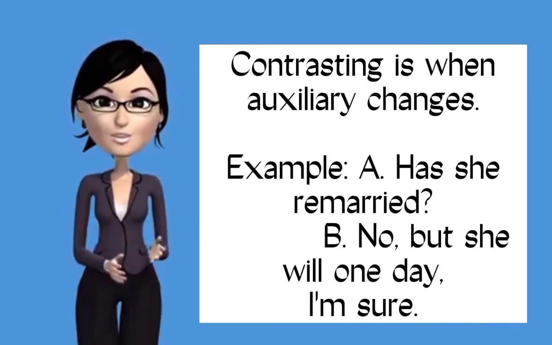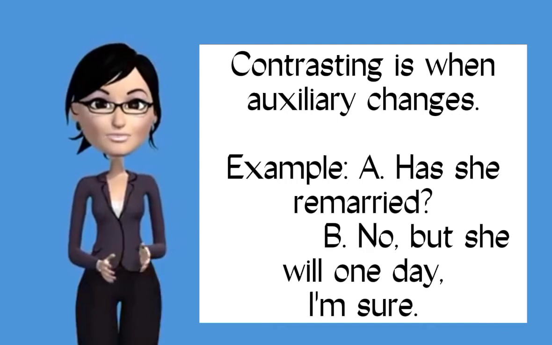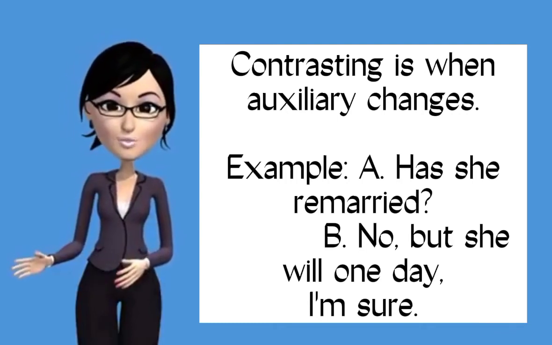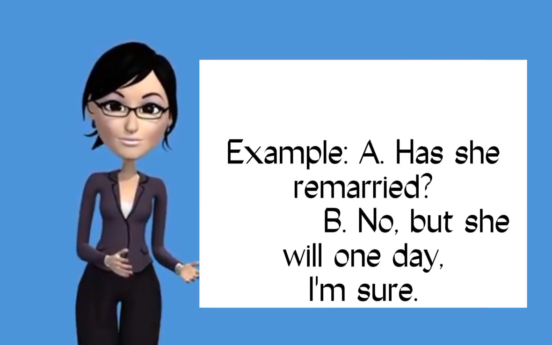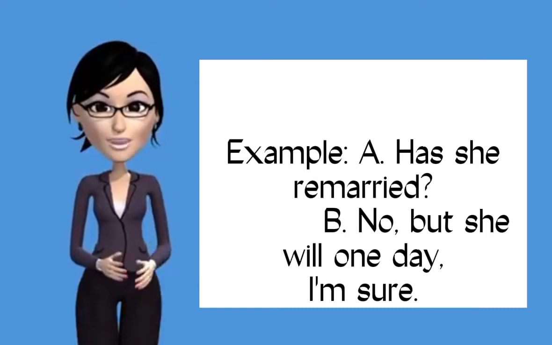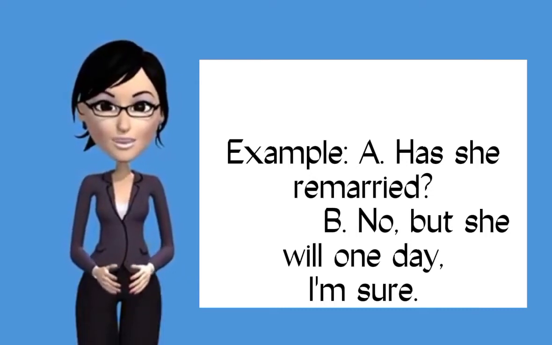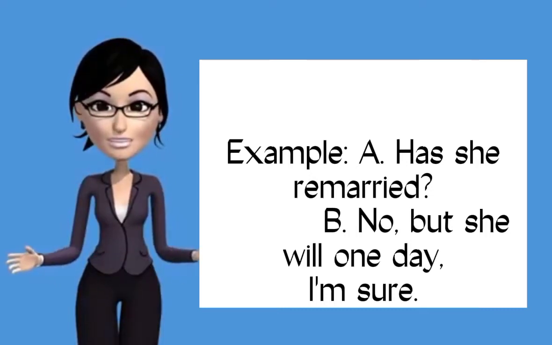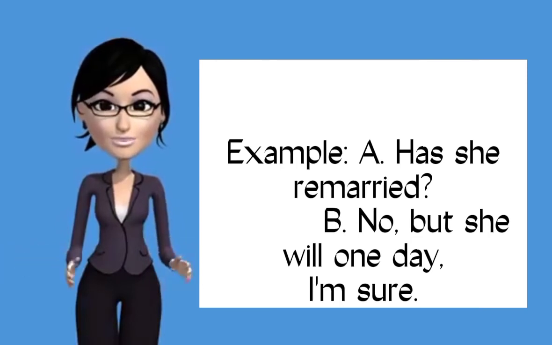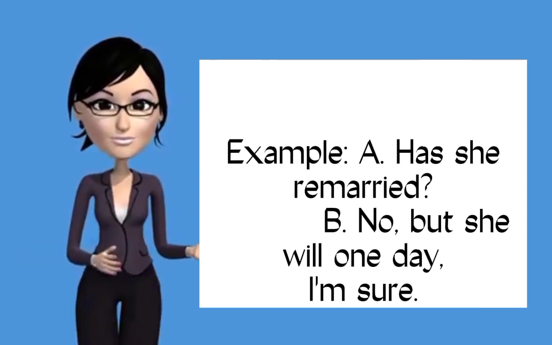Example: A. Has Cher married? B. No, but she will one day, I'm sure. This type of sentence is verbal group ellipsis because there is an auxiliary change in the sentence. The word has changes into the word will.